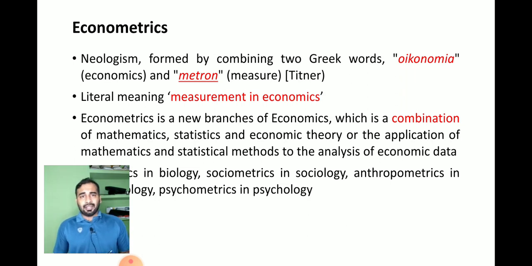Okay, so as a subject, if we refer to some books, we can see econometrics described as a new branch of economics. These books were written some years back. That's why they are saying it is a new subject. Okay, but I would like to say that it is not a new subject. It is basically a subject that has evolved and developed from 1930 onwards, with the formation of the International Econometric Society and the publication of the journal Econometrica.